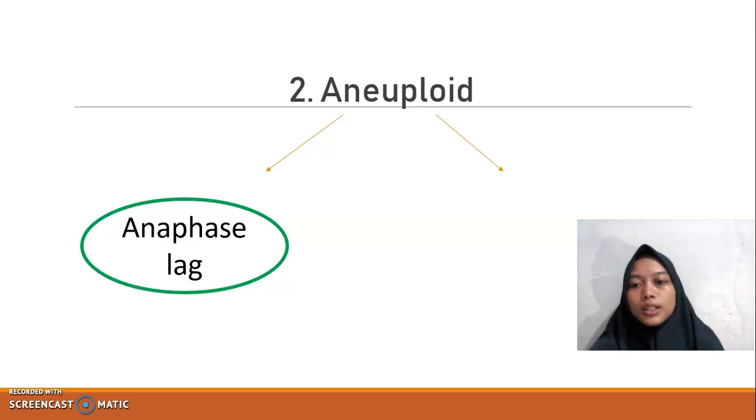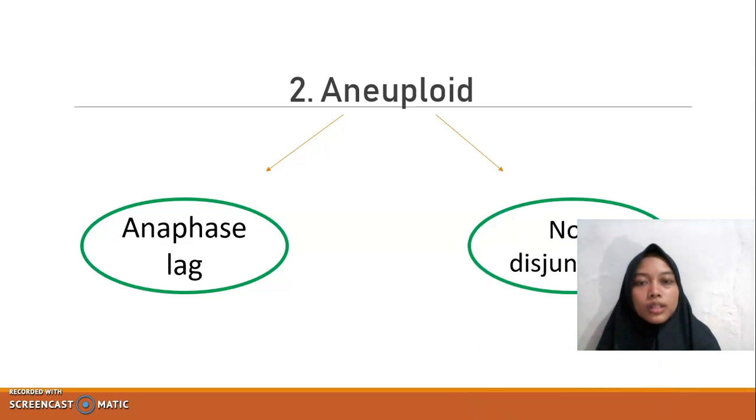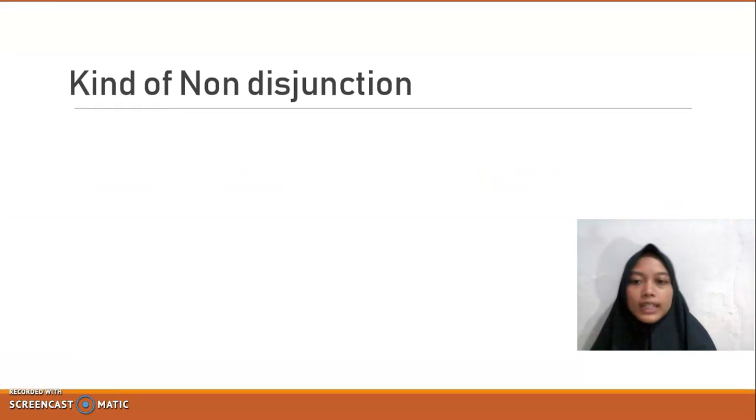Number two is aneuploid. Aneuploid is a type of mutation in which the chromosome number changes. The first is anaphase lag, the event of the spindle threads not being attached to the centromere. Then non-disjunction is failing to part homolog chromosome during anaphase from meiosis.